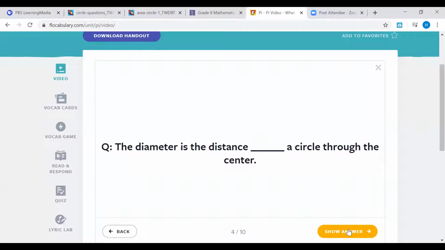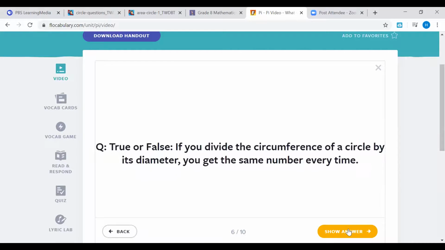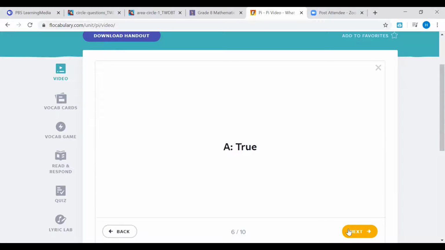The diameter is the blank a circle through the center. Across. The blank is half the diameter of a circle. Radius. True or false? If you divide the circumference of a circle by its diameter, you get the same number every time. True. When is the holiday for pi? March 14th.